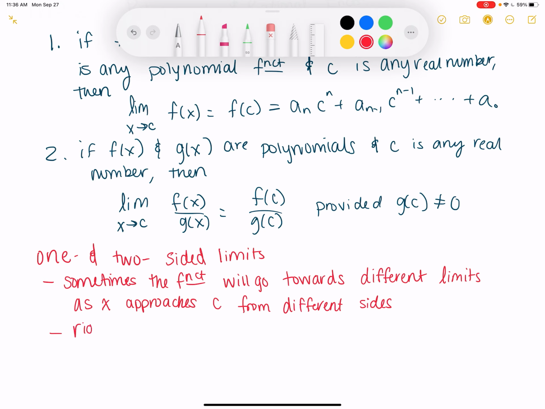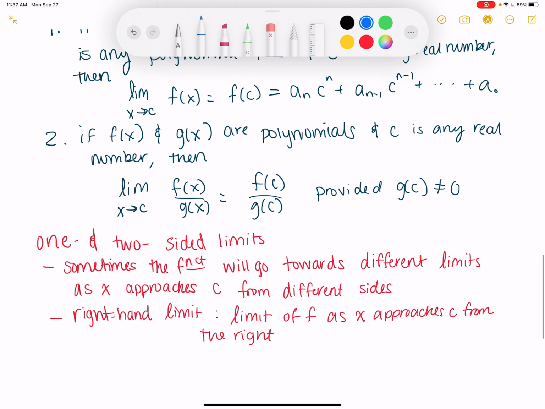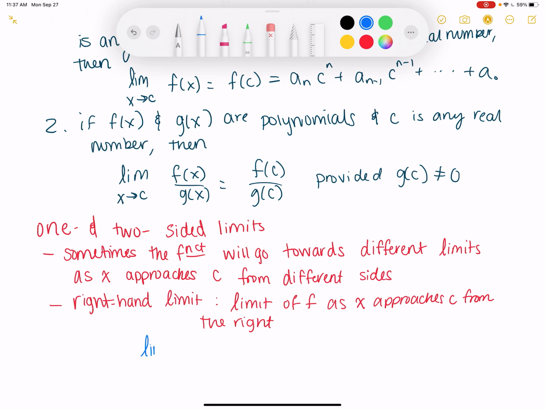So the right-hand limit is the limit of f as x approaches c from the right, and that would be written the limit as x approaches c with a little positive sign, that little exponent, of f of x is equal to, and then we'd fill it in.